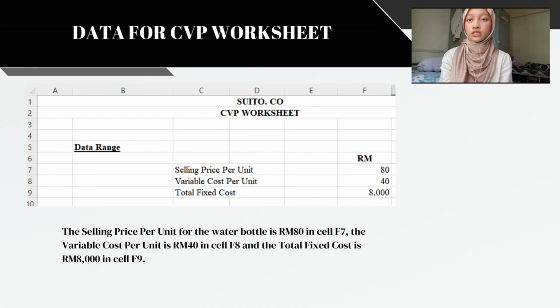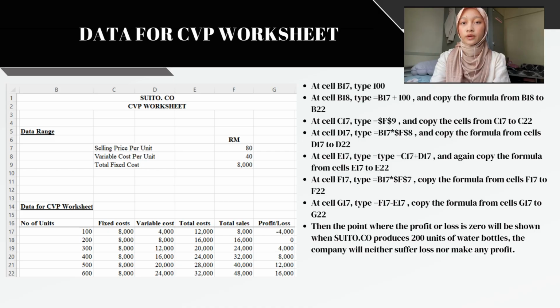Data for the CVP worksheet. The selling price per unit for the water bottle is 80 ringgit in cell F7. The variable cost per unit is 40 ringgit in cell F8 and the total fixed cost is 8,000 in cell F9. At cell B17, type 100. At cell B18, type equals B17 plus 100 and copy the formula from B18 to B22.